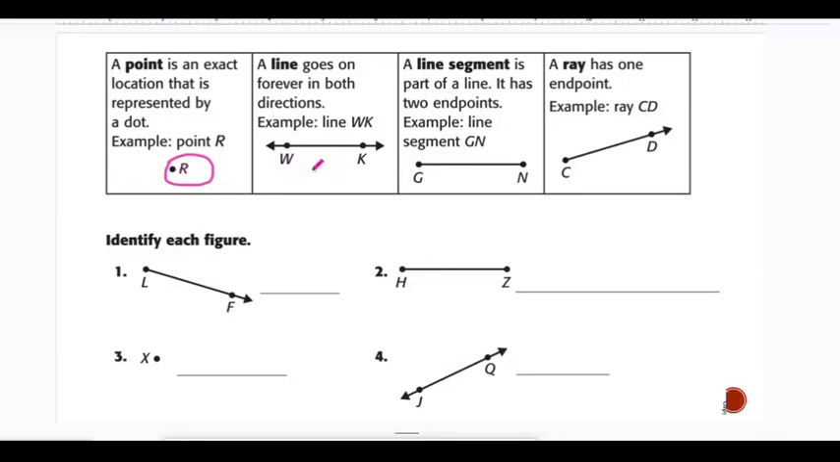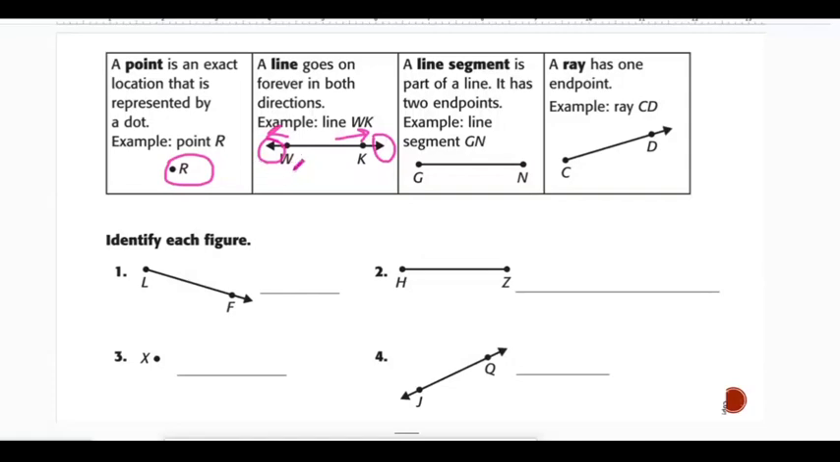Number two, a line goes on forever in both directions. So there is no end point for a line. The line is continuous, it will go on in both directions, left and right side. It means it will never stop. There is no end point for a line, and you will find arrows on both sides of a line. These arrows represent that the line is continuous, it will never end. That is called a line.